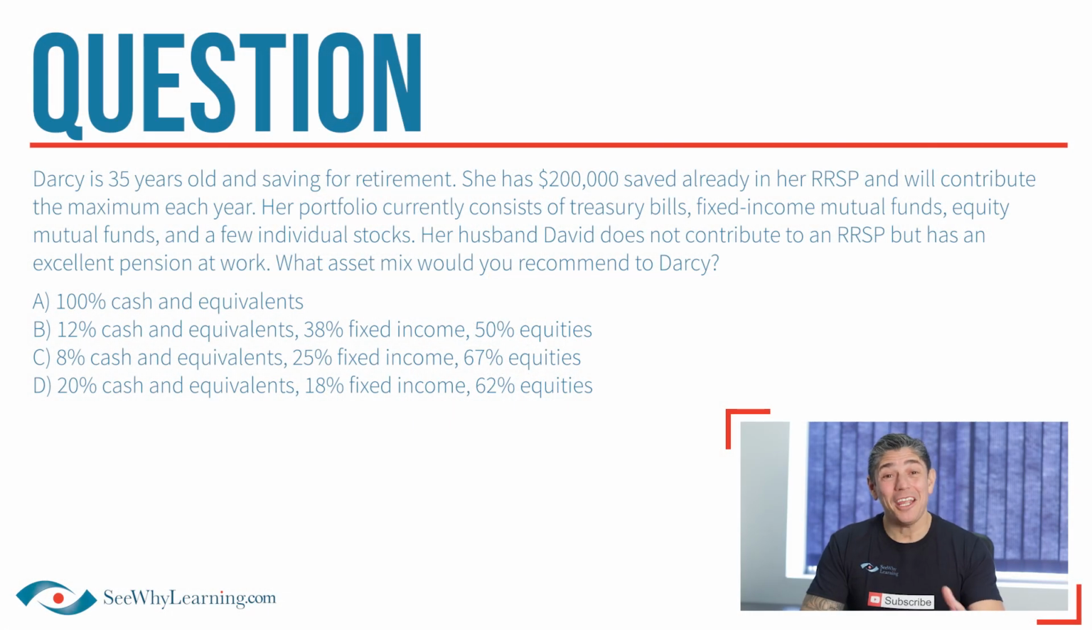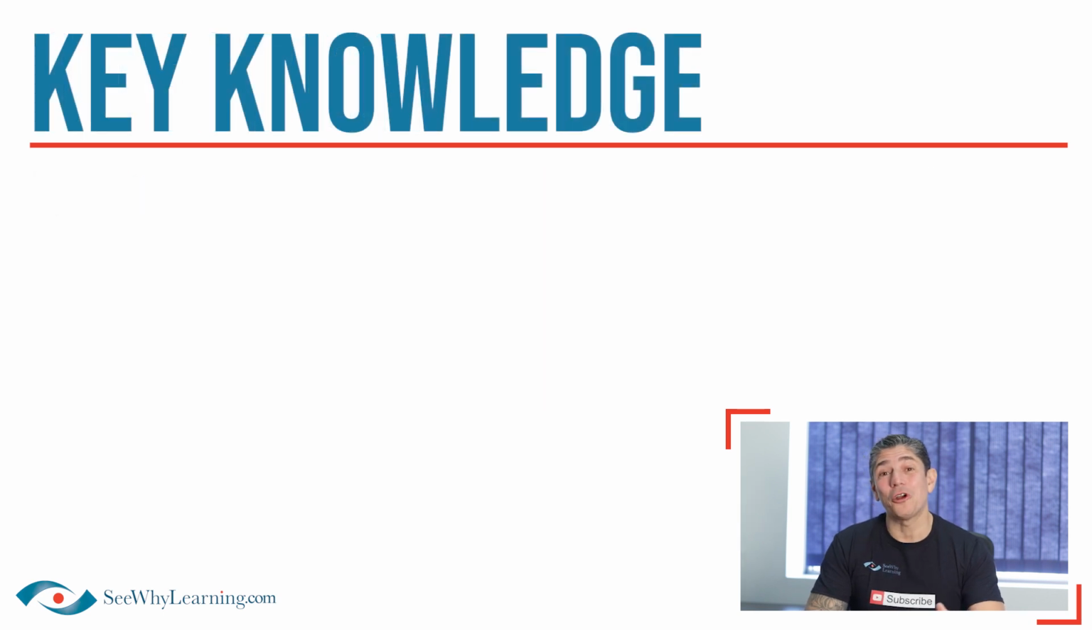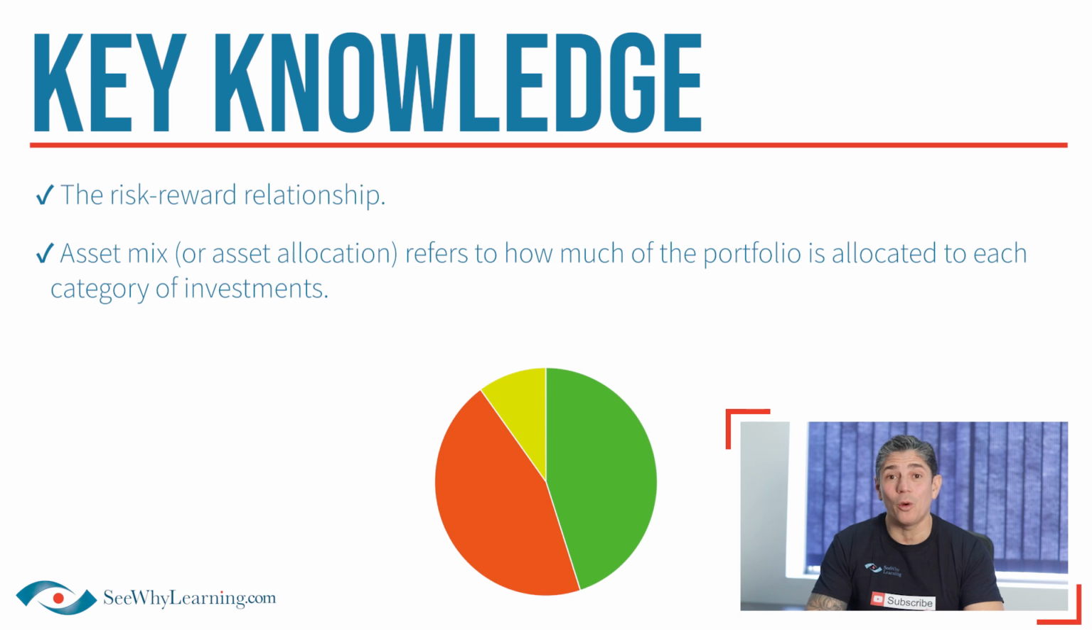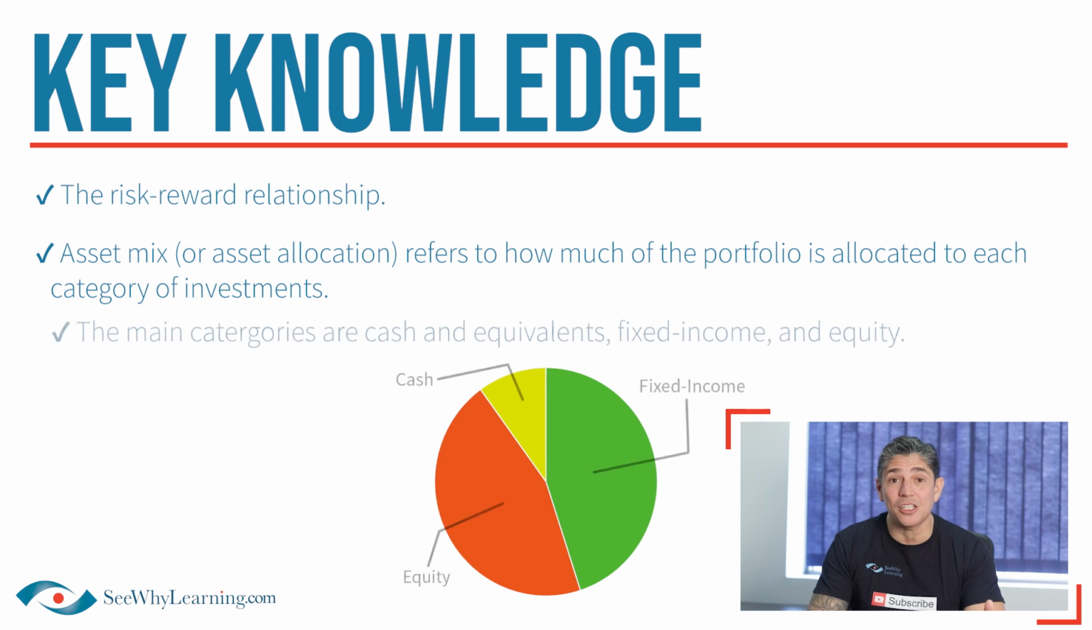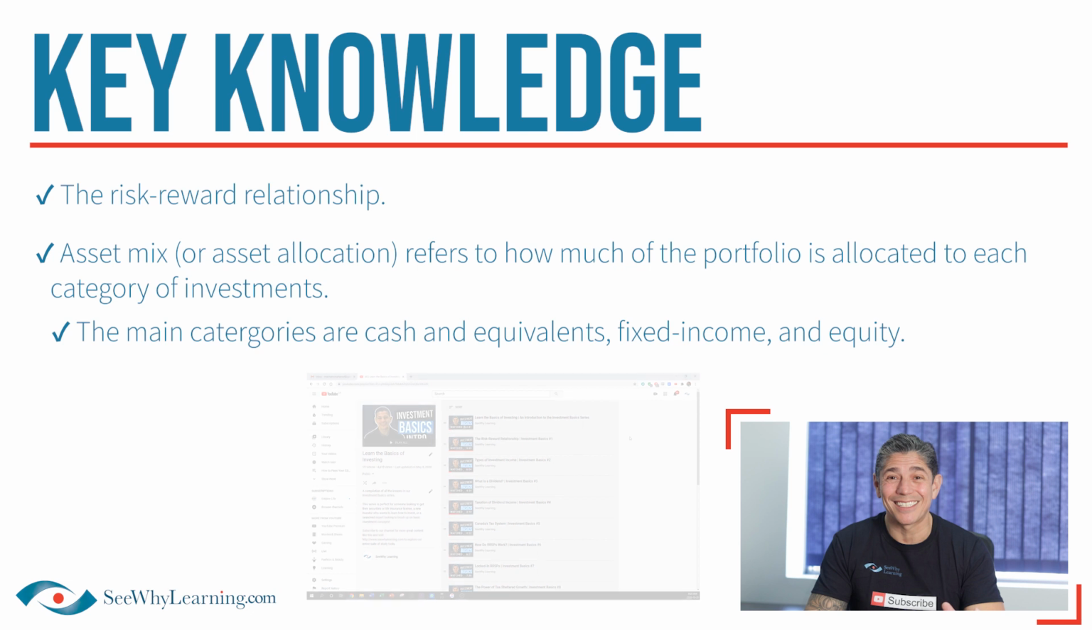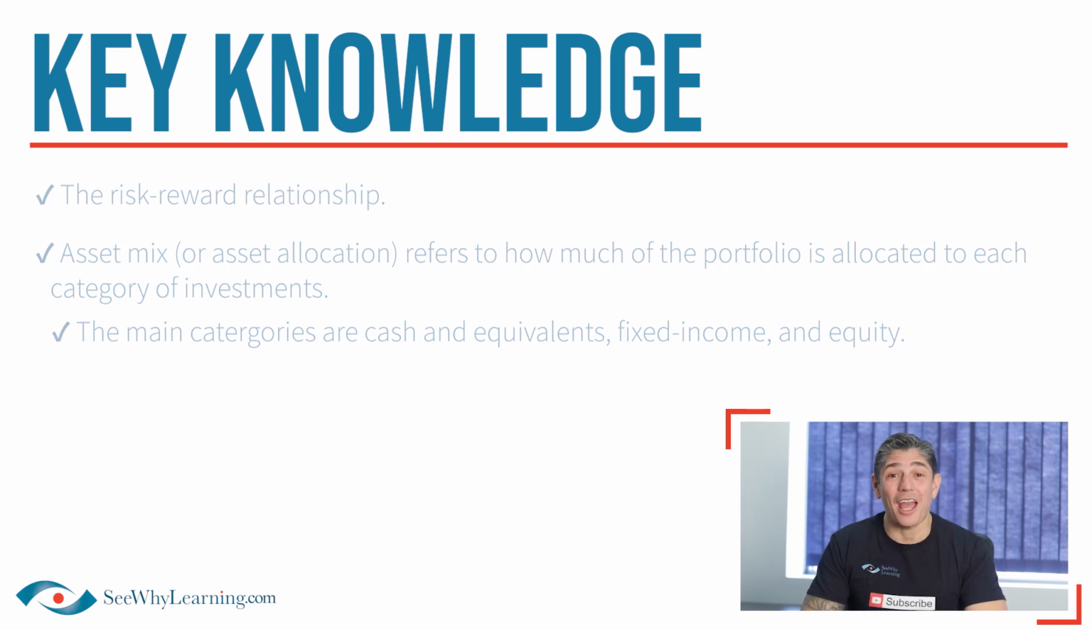Well, don't worry. In today's video, I'm going to give you 3 easy tips to help you answer these types of questions. Now, full disclosure, I'm going to assume that you already understand the risk-reward relationship and you know that the asset mix or asset allocation simply refers to how much of the portfolio is allocated to each category of investments, with the main categories being cash and equivalents, fixed income, and equity. If you need a refresher, check out the 19 video playlist on our YouTube channel called Investment Basics. All right, let's look at the question together.